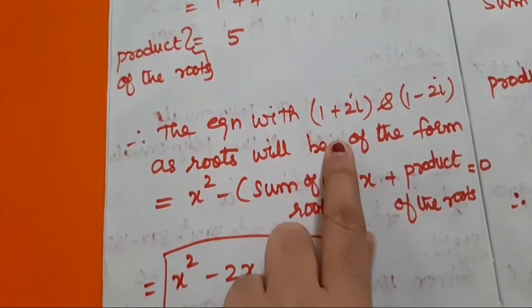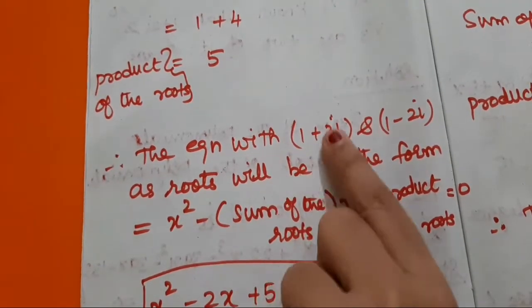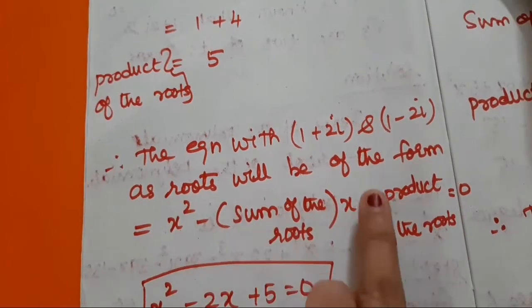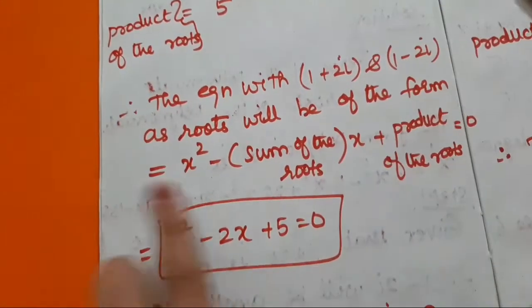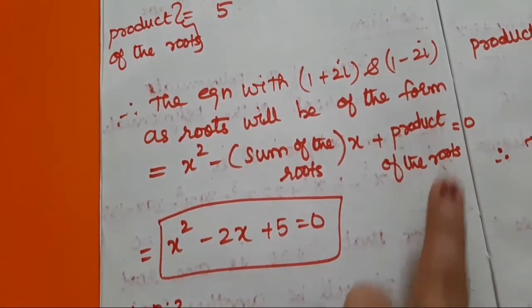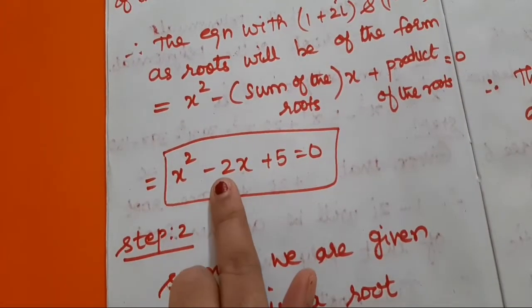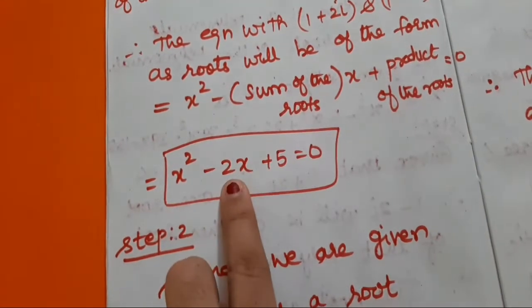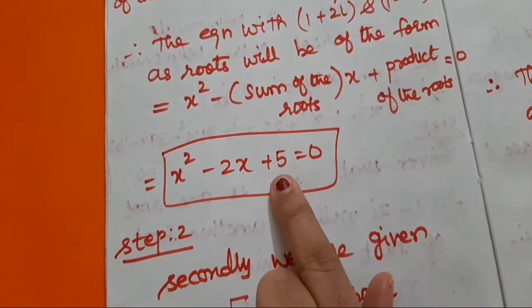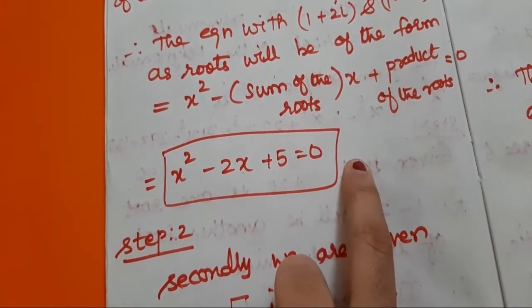Therefore, the equation with 1 plus 2i and 1 minus 2i as roots will be of the form x square minus sum of the roots into x plus product of the roots is equal to 0. So, x square minus sum of the roots, which is 2, so 2x, plus product of the roots, which is 5, is equal to 0.